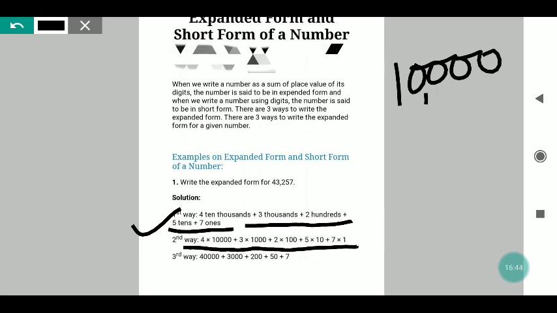In the same way, 3 is standing at the 1000 place, so we are writing the plus sign, and then we are writing 3 into 1000. In the same way, 2 is standing at the 100 place, so we are writing 2 into 100. After 2 we are giving the multiplication sign, and then we are writing 100. After that you can see 5 is standing at the 10th place, so after 5 we are multiplying it with 10, and 7 is standing at the 1 place, so we are multiplying it with 1.